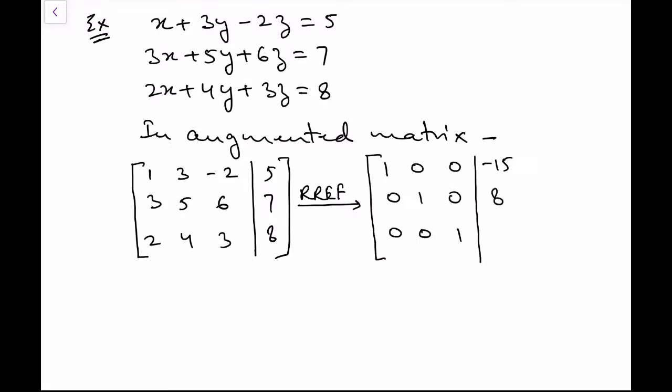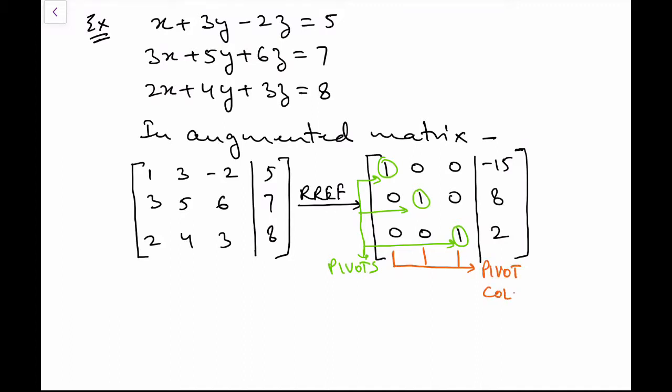In RREF we will get 1 0 0, 0 1 0, 0 0 1 augmented by minus 15, 8 and 2. So the leading entries for rows 1, 2 and 3 are 1. So these are the pivots, and a pivot is the only non-zero entry in its column. So all these three columns are pivot columns. So we can write px, py and pz for that, and there is no free variable here.